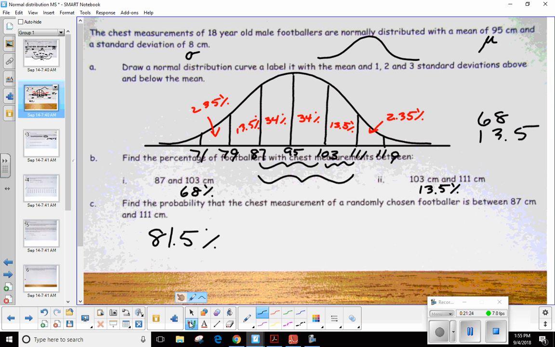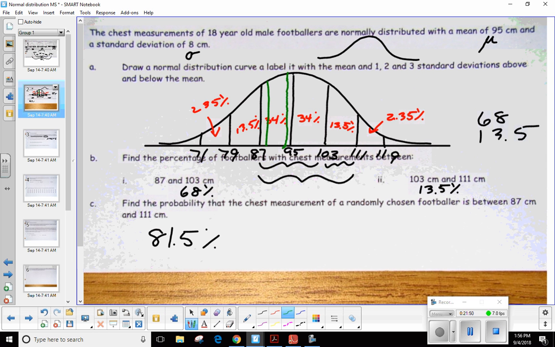Let me use a different color. 88.2 might be somewhere right about here. And what was the other one? 94.7? So maybe really close to that one right there. If I could draw a straight line, that'd be great, but obviously it's not going to happen today. You can estimate it has to be less than 34%.